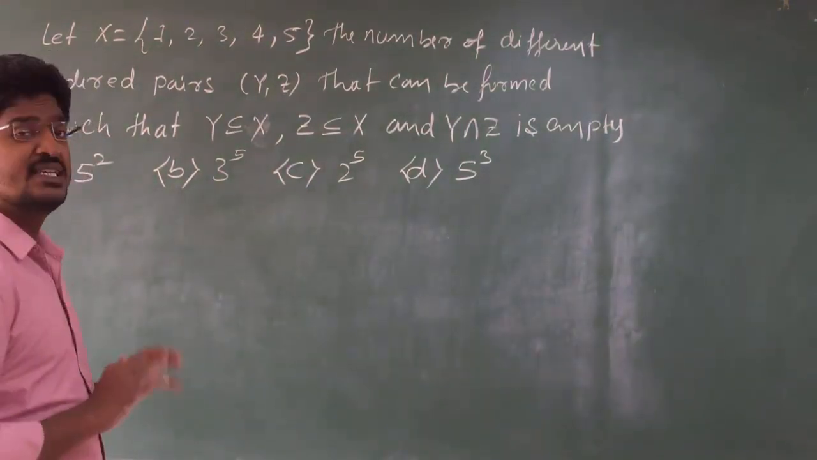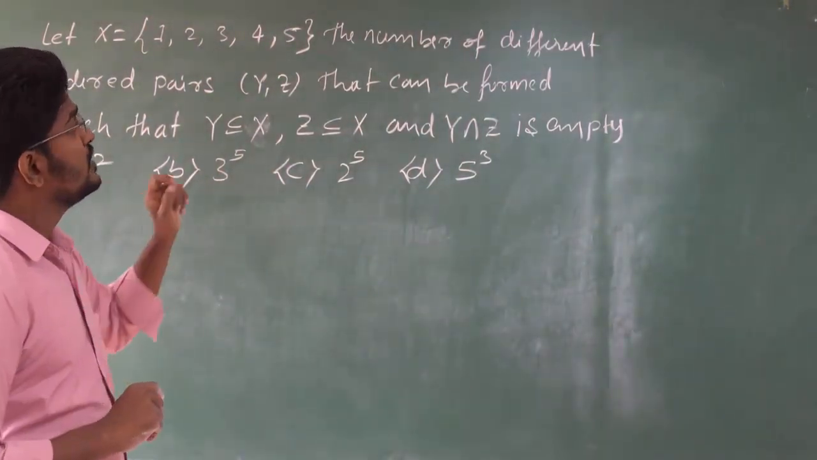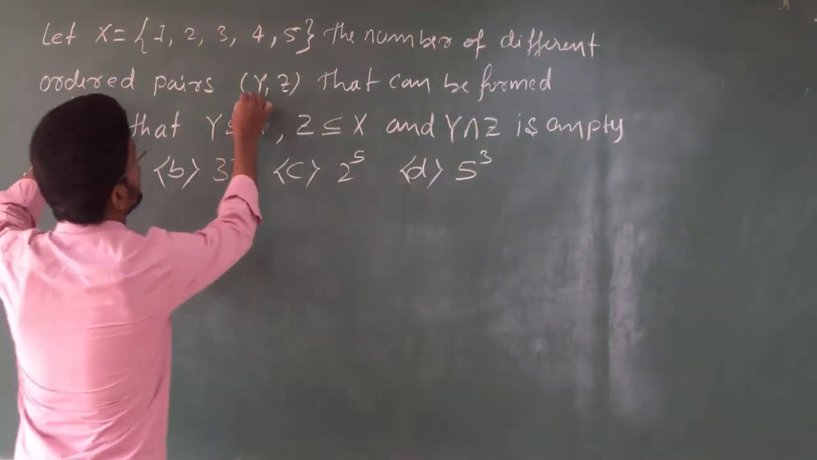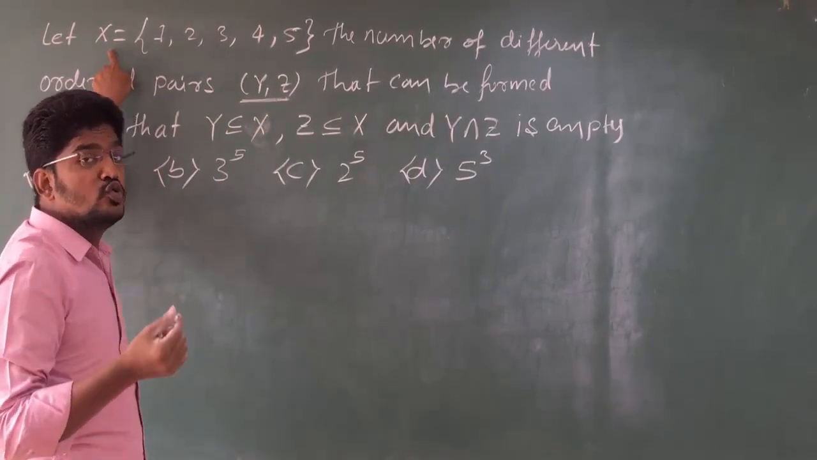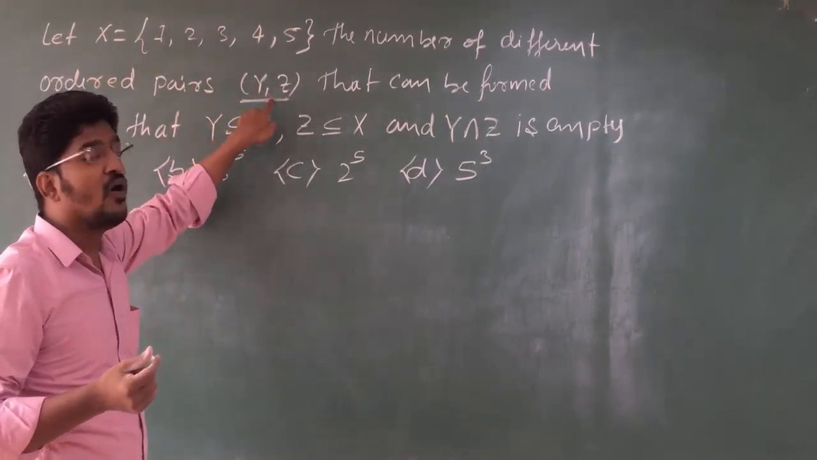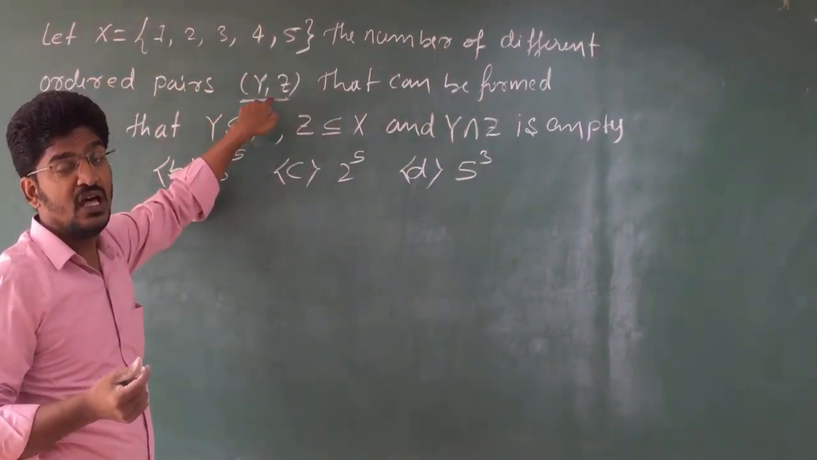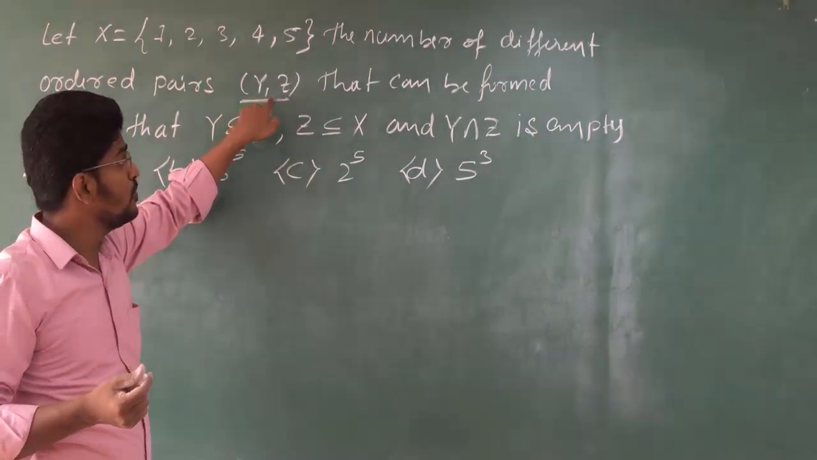Here X is the given set, no problem. For the number of ordered pairs, from this X you have to choose the elements to create the ordered pairs, no problem.